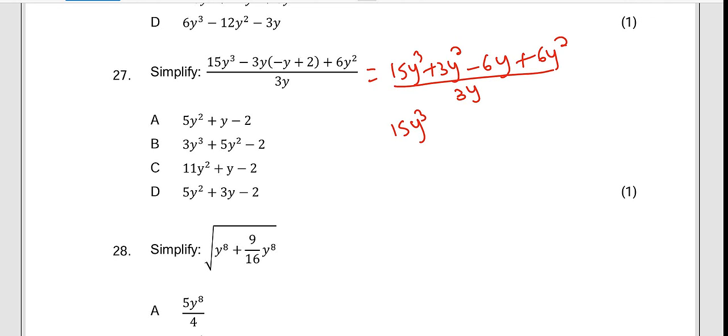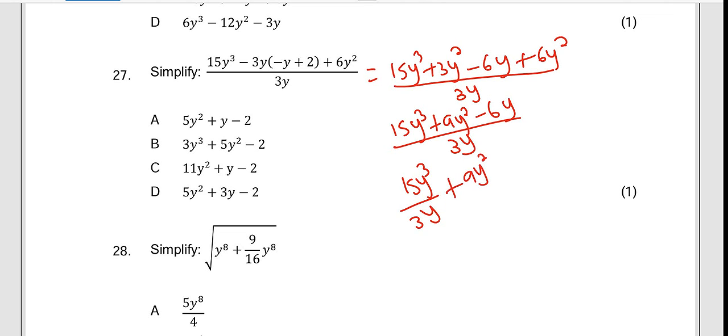15y to the exponent of 3, and 3y squared plus 6y squared is 9y squared, minus 6y, divided by 3y. This by this: 15y cubed divided by 3y, plus 9y squared divided by 3y, minus 6y divided by 3y. The answer is going to be 15 divided by 3 is 5y.